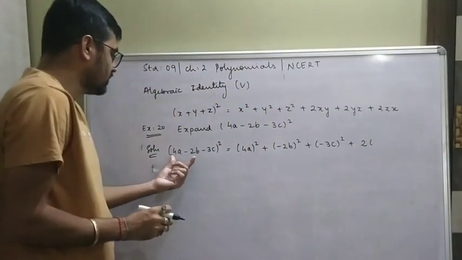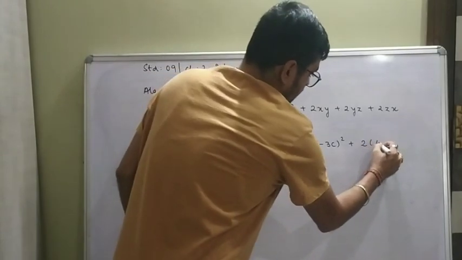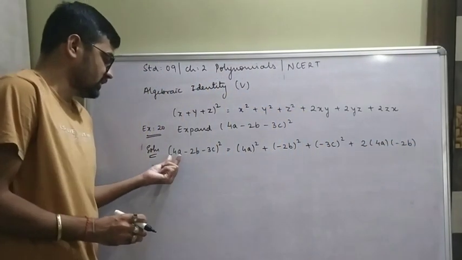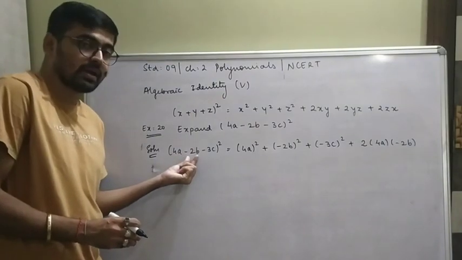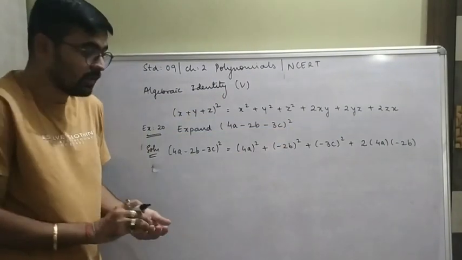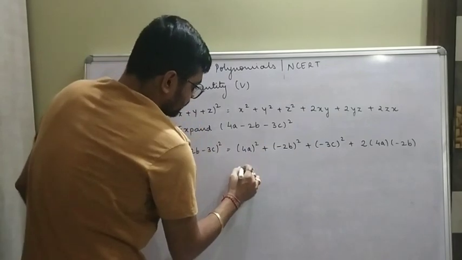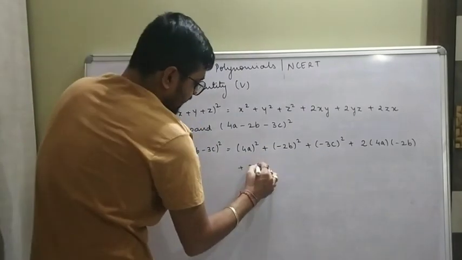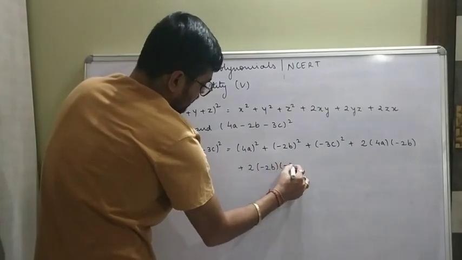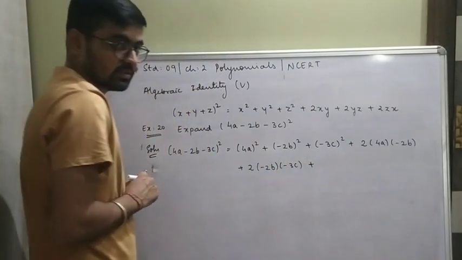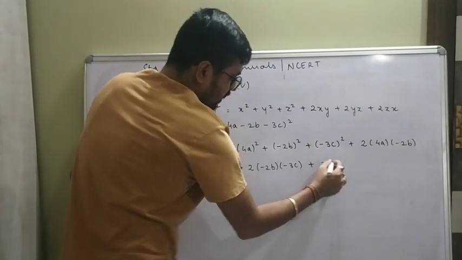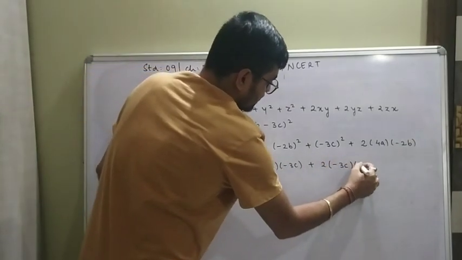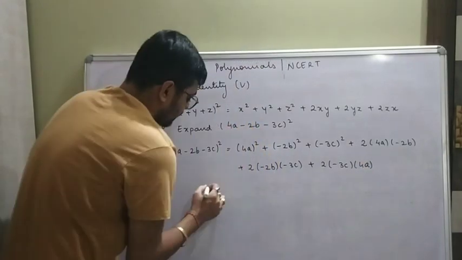product of the first two terms, that is 4a, and the other one is minus 2b. First is positive 4a, second is minus 2b, so I will write minus 2b. Then plus twice the product of the second and third terms. So the second term is minus 2b, the third term is minus 3c, plus twice the product of the third and the first term, that is minus 3c into 4a.